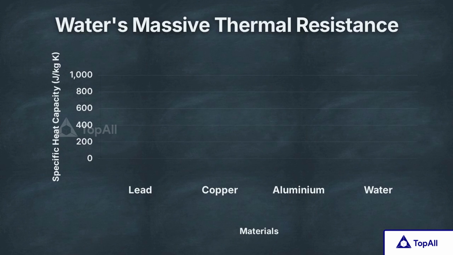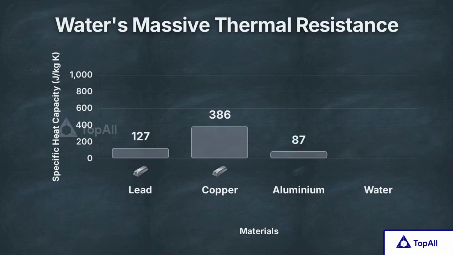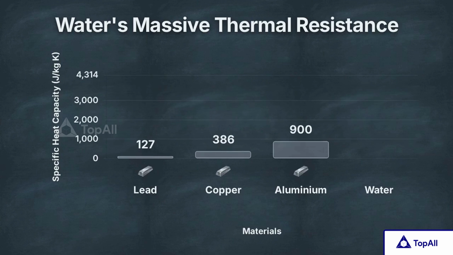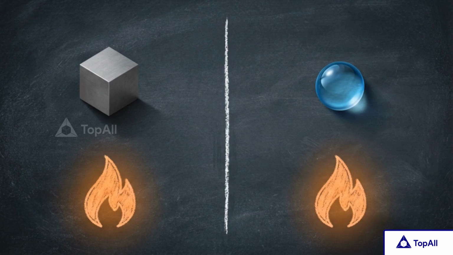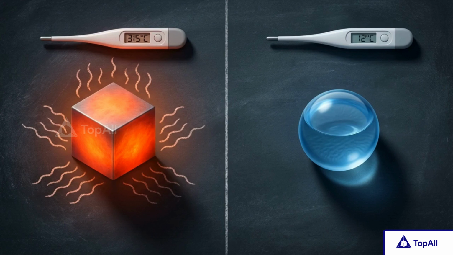This is a bar chart comparing the specific heat capacities of common materials. Heavy metals offer very little thermal resistance. Lead sits at 127 joules per kilogram per Kelvin. Copper is at 386. Aluminum hits 900. Then there is water. Its bar towers over the metals, clocking in at 4,186 joules per kilogram per Kelvin. The math shows us that water requires vastly more energy input to raise its internal temperature by a single degree than almost any other common substance on Earth.